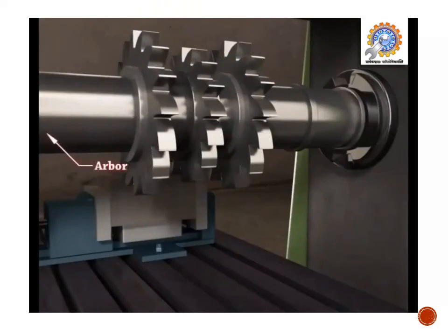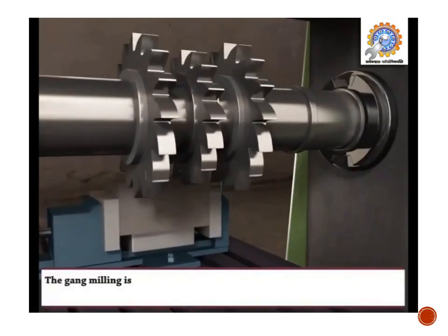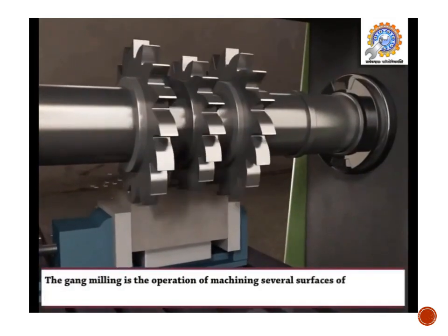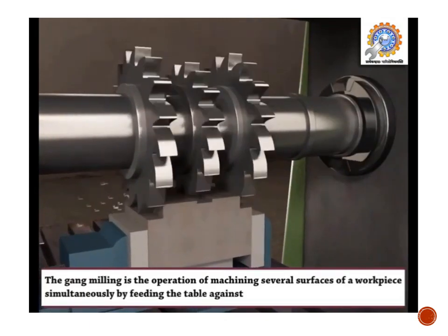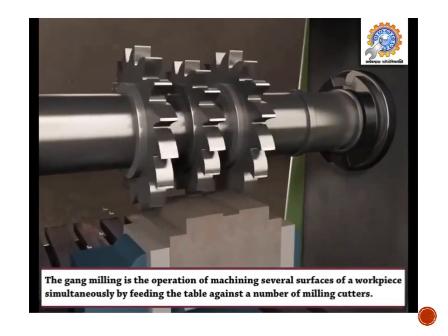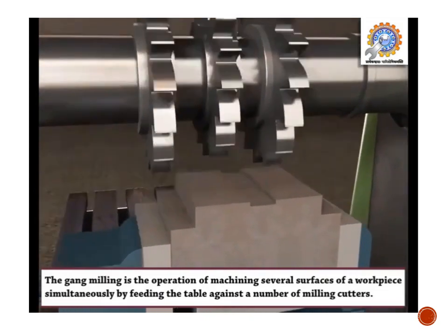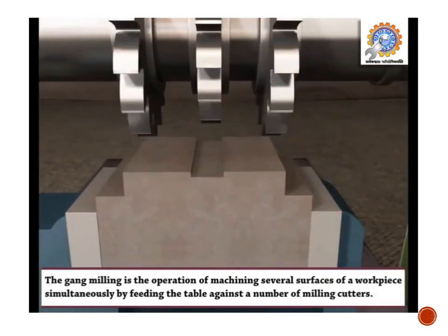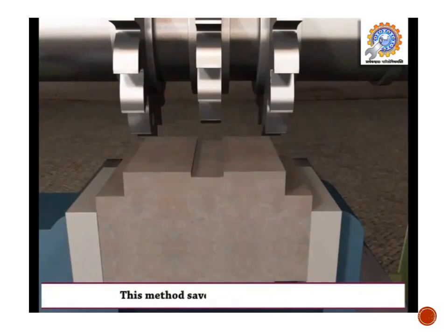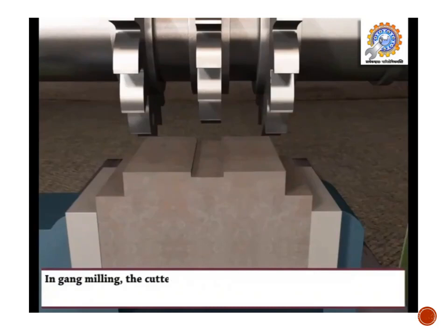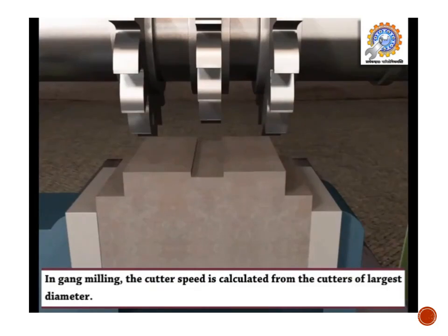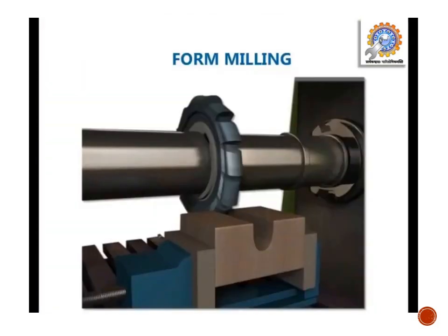And gang milling. Here it is the same as straddle, but a different variety: different sized cutters are used simultaneously together. Gang milling is the operation of machining several surfaces of a workpiece simultaneously by feeding the table against a number of milling cutters. This method saves much machining time, and in gang milling, the cutter speed is calculated from the cutter of largest diameter. That is the main specification to be used in gang milling.